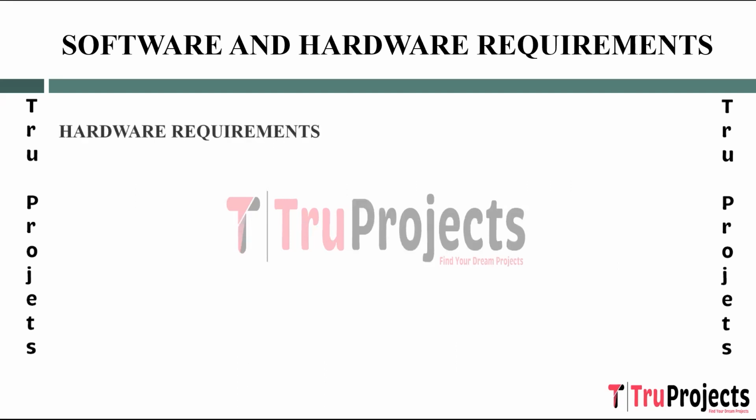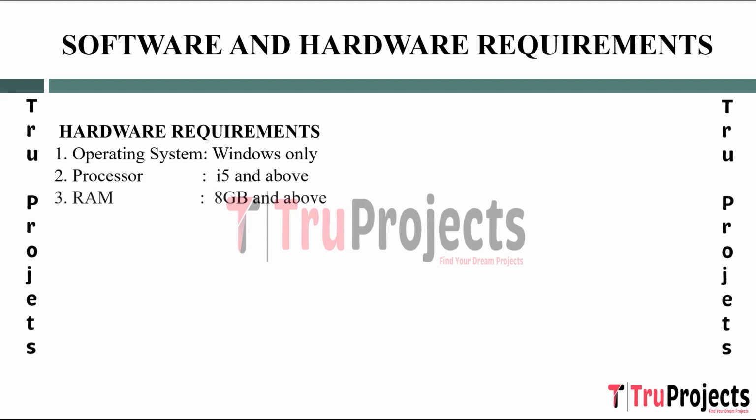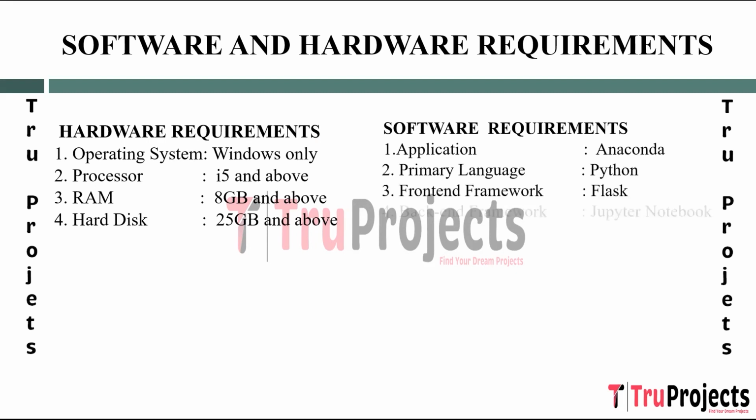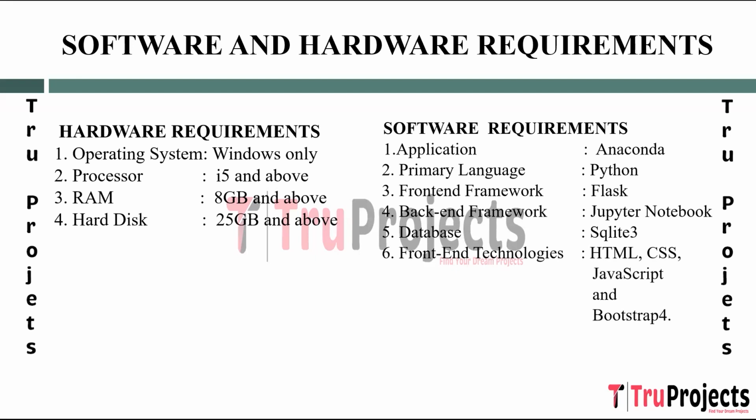Software and hardware requirements. Hardware requirements of the project are operating system of Windows, processor of i3 and above, RAM of 8 GB and above, hard disk of 25 GB and above. Software requirements of the project are: application is Anaconda, primary language is Python, front-end framework is Flask, back-end framework is Jupyter Notebook, database is SQLite 3, front-end technologies used in the project are HTML, CSS, JavaScript, and Bootstrap 4.